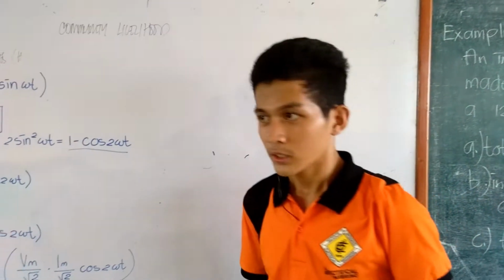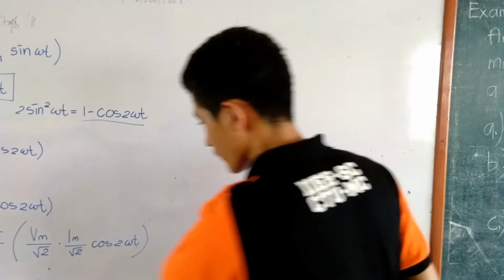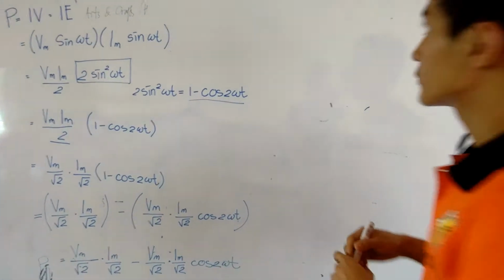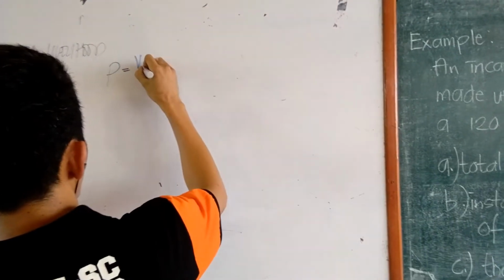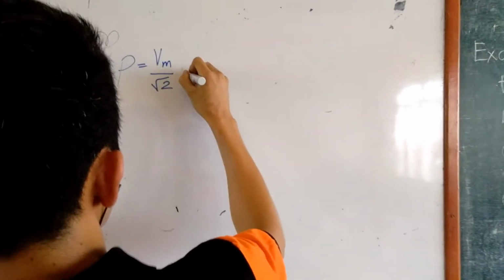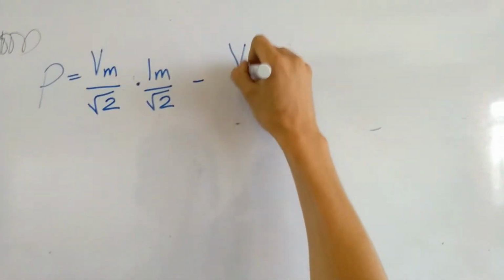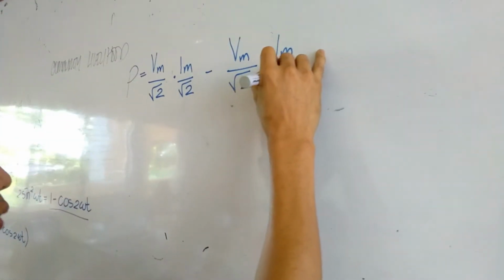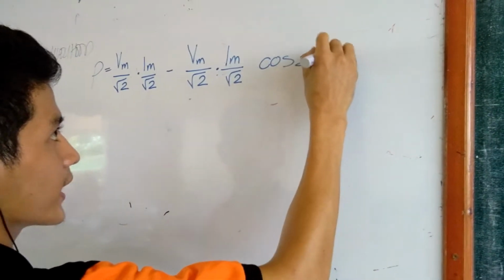So let's continue with the average power in a sinusoidal wave of a purely resistive circuit. We'll just copy the sinusoidal formula of power in a purely resistive circuit, which is P equals Vm over square root of 2 times Im over square root of 2, minus Vm over square root of 2 times Im over square root of 2 cosine 2 omega t.